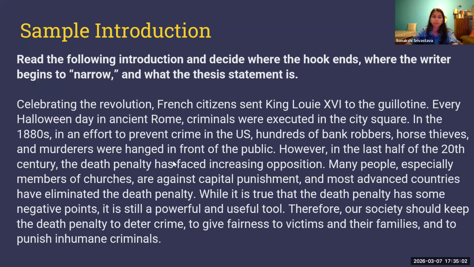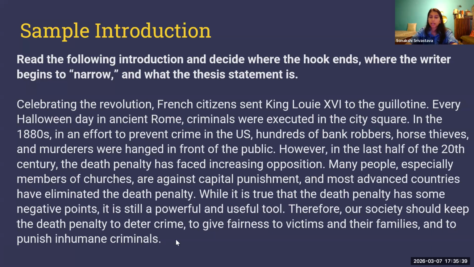However, in the last half of the 20th century, the death penalty has faced increasing opposition. Many people, especially members of churches, are against capital punishment, and most advanced countries have eliminated the death penalty. While it is true that the death penalty has some negative points, it is still a powerful and useful tool. Therefore, our society should keep the death penalty to deter crime, to give fairness to victims and their families, and to punish inhuman criminals.